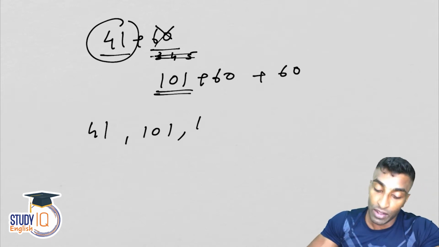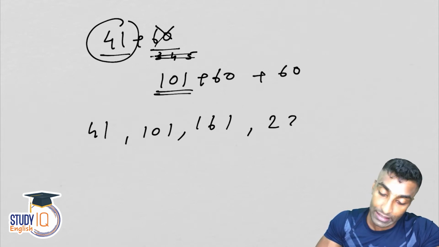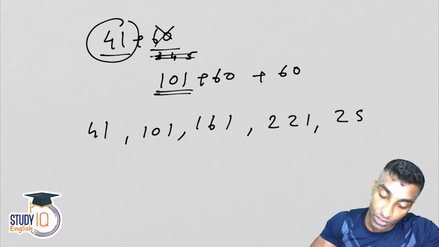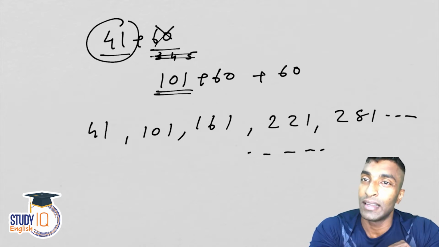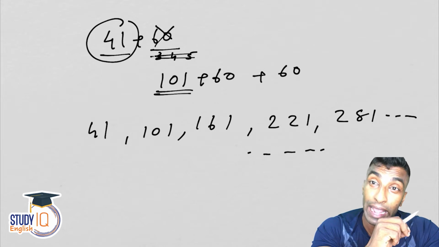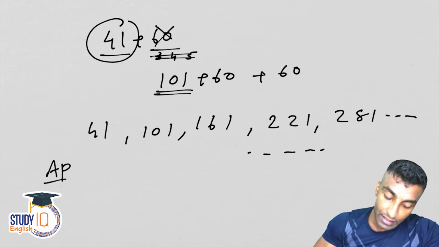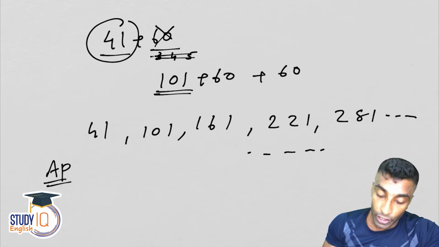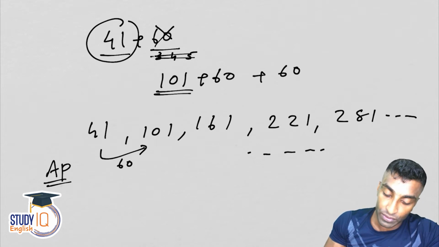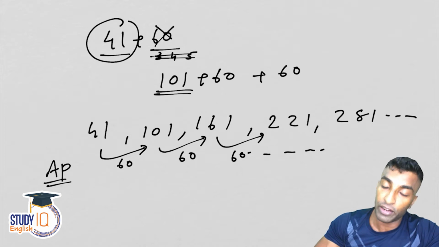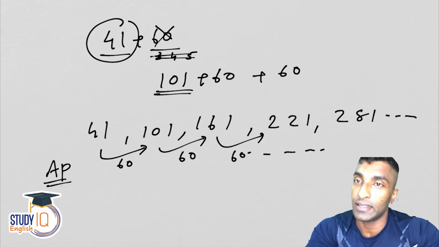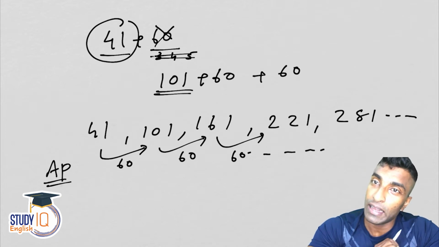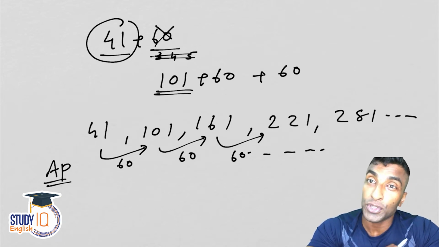What is the next term? 161. Next? 221. Next? 281. And it goes on just like this. Now what is this? This is nothing but an AP, right? This is an arithmetic progression with a common difference of 60. Can you see the difference is 60 in all? So it is an arithmetic progression with common difference 60. Any question which can be asked from an AP can be asked over here also.